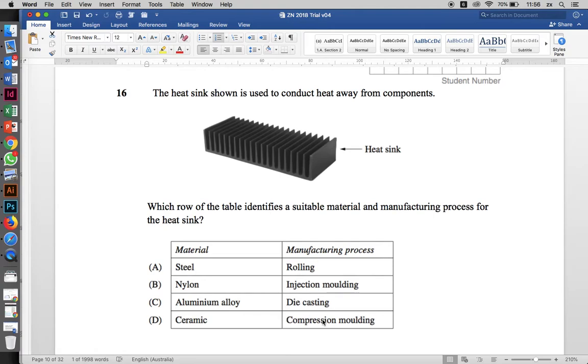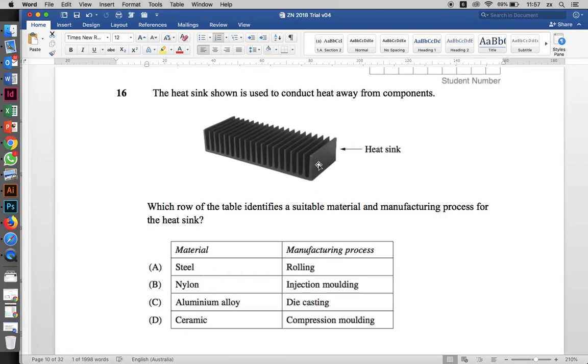So let's have a look. Well, first of all, it's a heat sink. So it's unlikely to be a ceramic because they're poor. A heatsink needs to be a good thermal conductor, right? So it can draw the heat away from the object. So it's really going to be steel or aluminium. It's not going to be plastic or ceramic.